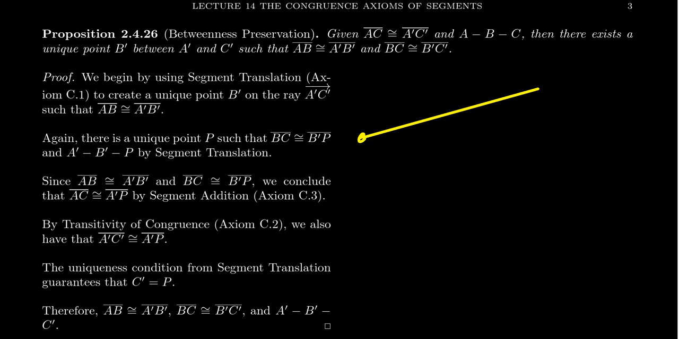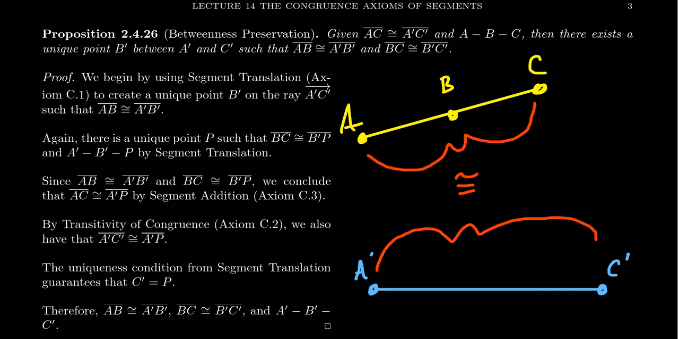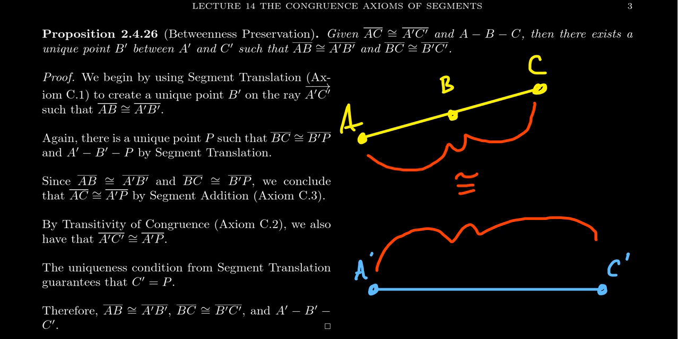We have this segment, which has, of course, three points on it. So we're going to have A, B, and C. We then have this other line segment, maybe down here or something like this, for which we then have A prime and C prime on it. And the idea is that this line segment right here is going to be congruent to this line segment right here. So then those are the assumptions here. So what the preservation theorem is going to give us is that there's some third point B prime over here so that these segments are congruent and these segments are congruent. So we're going to show how to do exactly that right here.